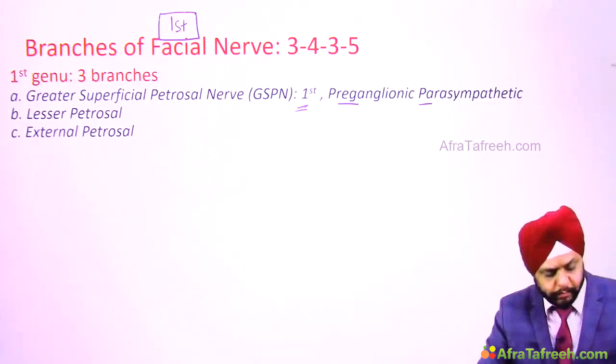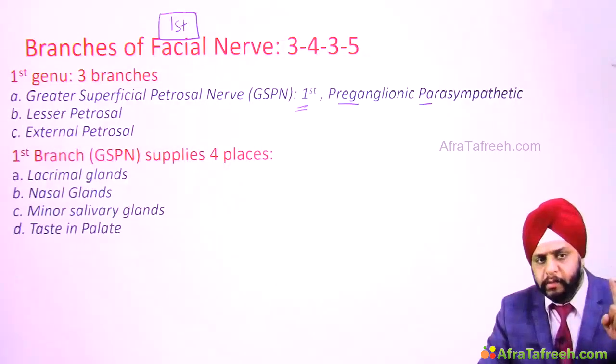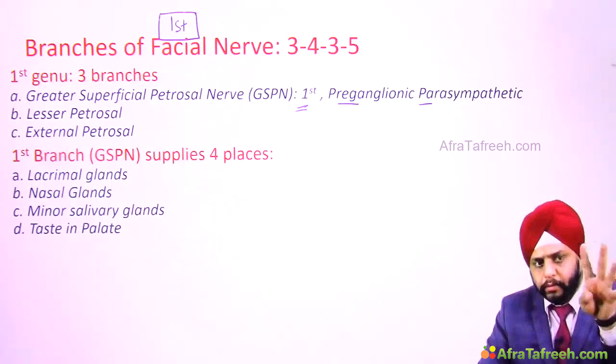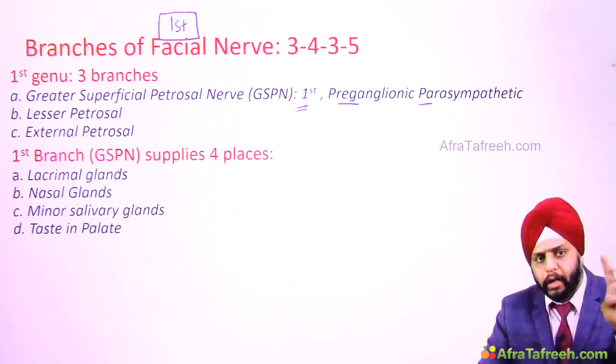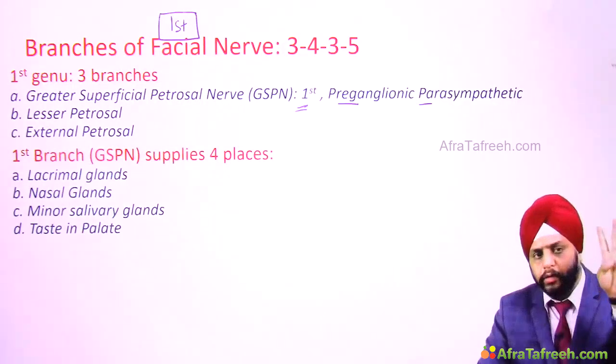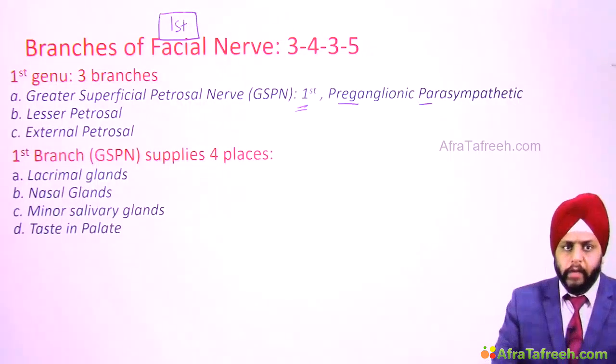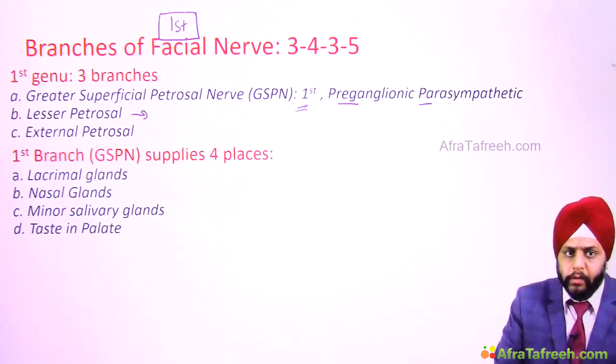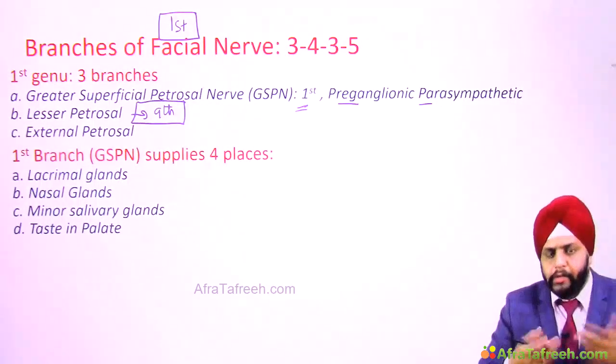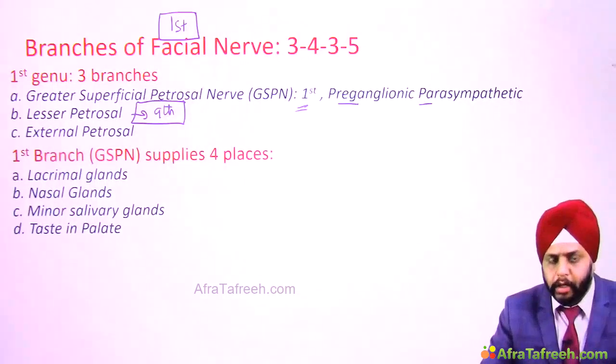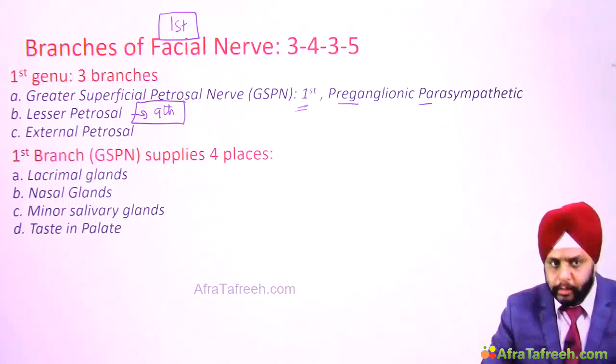First branch, the GSPN, supplies 4 places: lacrimal gland, nasal gland, minor salivary gland, and taste in the palate. The lesser petrosal nerve becomes a branch of the 9th cranial nerve, so I am not discussing it here. It is adopted by the 9th nerve, so forget about it in the facial nerve. It is a branch of the 9th nerve.